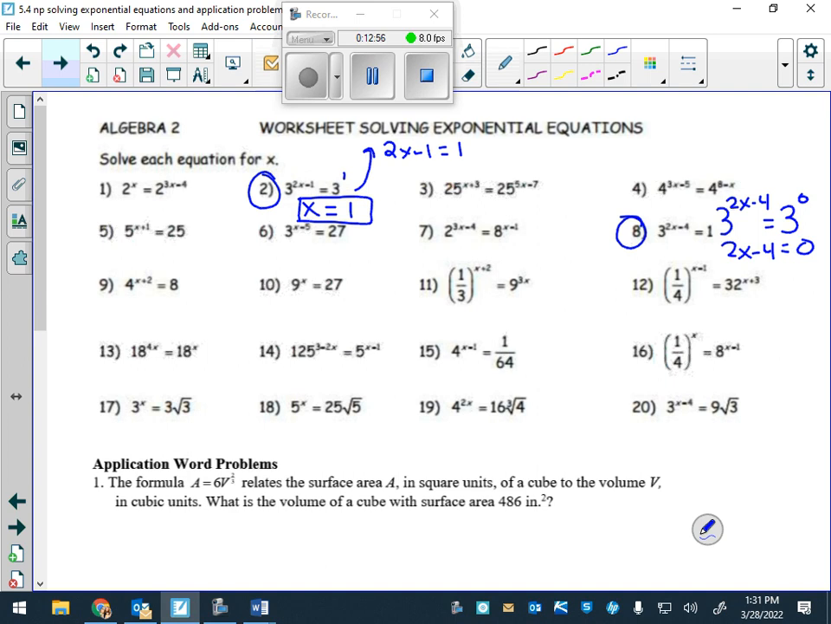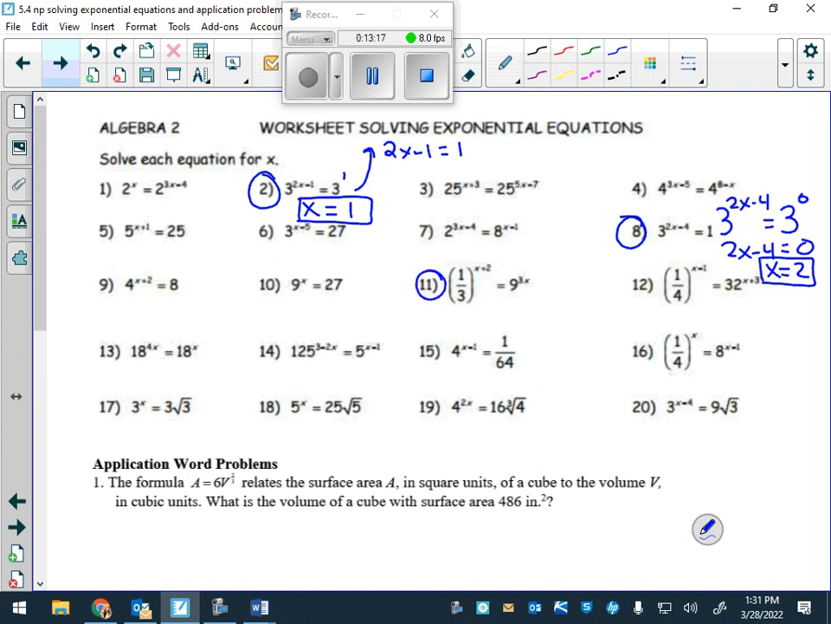For number 8, what is your final answer? Yeah, it's x equals 2. Good. All right.